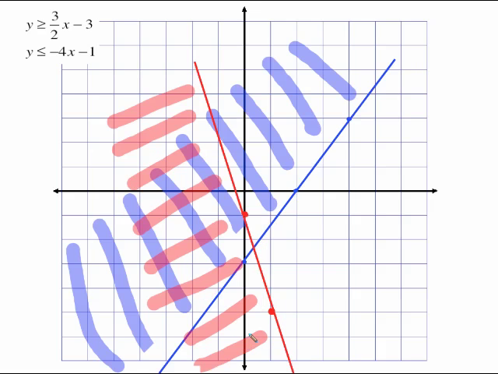So here's what that looks like. This is where the region overlaps. So all of this is my solution set. That is the solution to both of those inequalities. Pick any point in that region and you'll find out that it works.